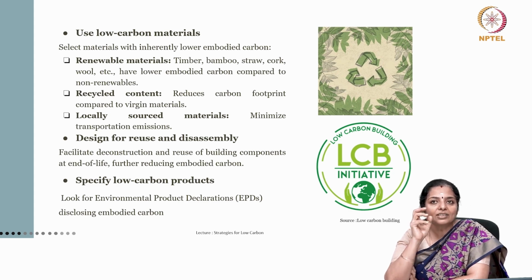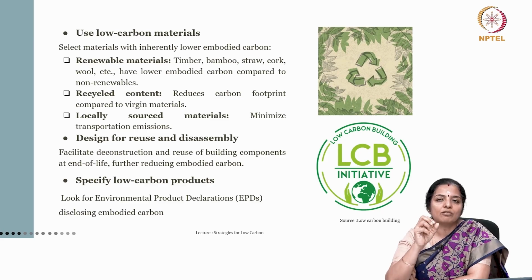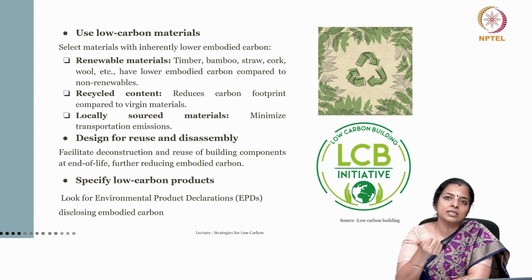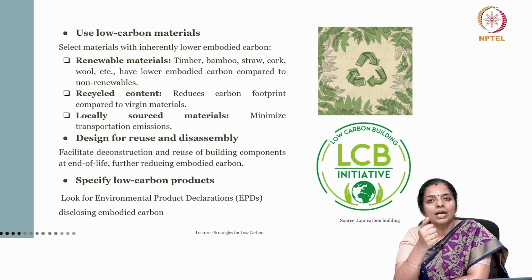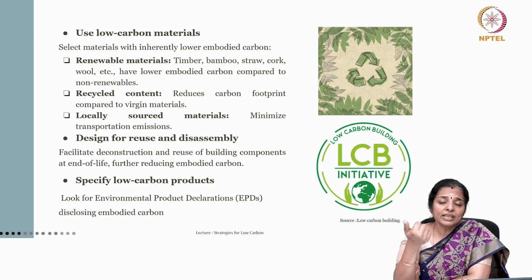What are the thumb rules of doing this? First is you use renewable materials. If you want to have low embodied carbon, use renewable materials such as timber or straw, bamboo, cork, wool, etc. Now, these have lower embodied carbon compared to non-renewable materials. What are renewable materials and non-renewable materials? We will see later during the later classes.